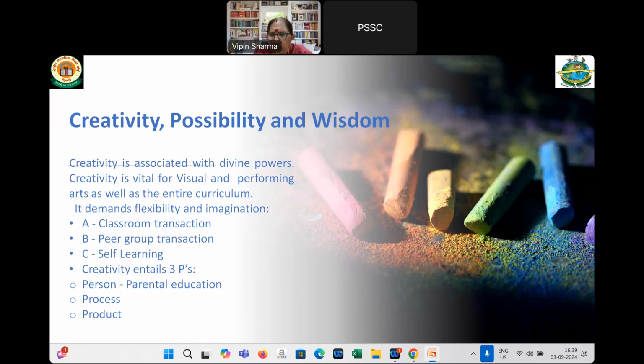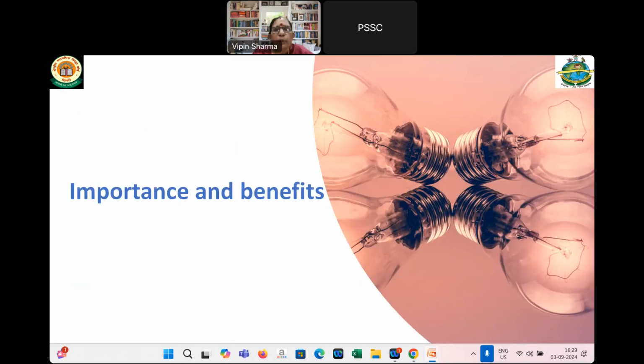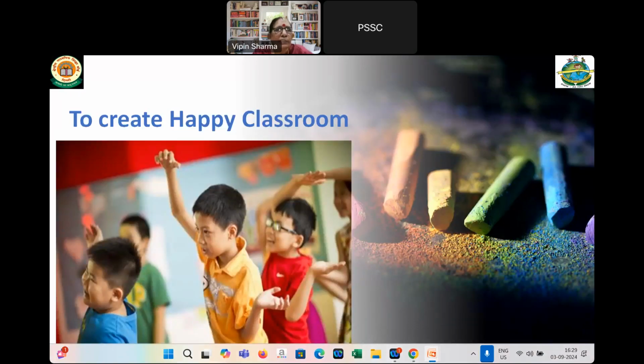Okay. So that is important. Now, the importance and benefits of creating a happy classroom. See how the child is happy. Let them be happy. Let them enjoy coming to the school. As I said, the art teacher is the most loved teacher. But again here, art doesn't mean only drawing. A teacher who taps the cognitive skill of the child creates a happy classroom.